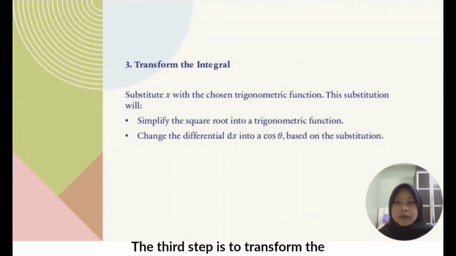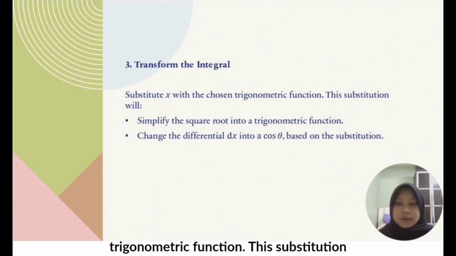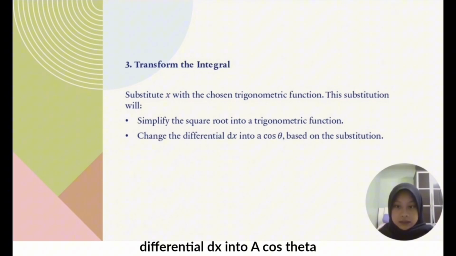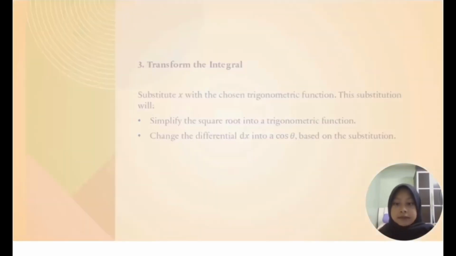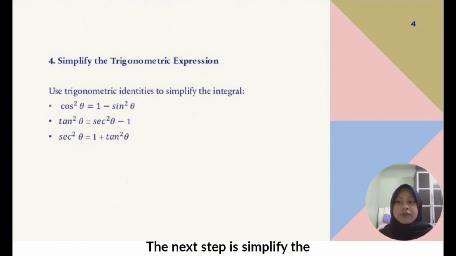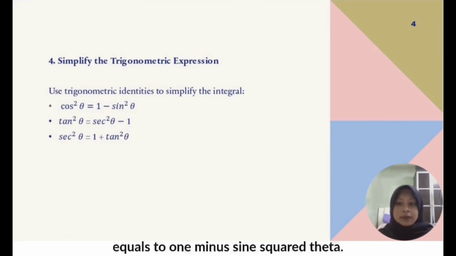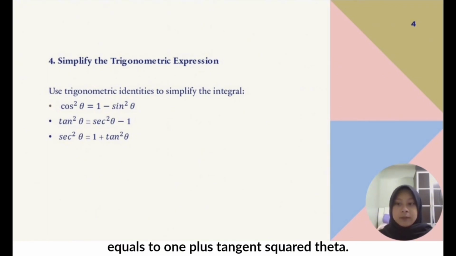The third step is to transform the integral. Substitute x with the chosen trigonometric function. The substitution will simplify the square root into a trigonometric function. Change the differential dx into a cos theta based on the substitution. The next step is simplify the trigonometric expression. Use trigonometric identities to simplify the integral. Cosine squared theta equals 1 minus sine squared theta. Next one is tangent squared theta equals secant squared theta minus 1. And the last one is secant squared theta equals 1 plus tangent squared theta.